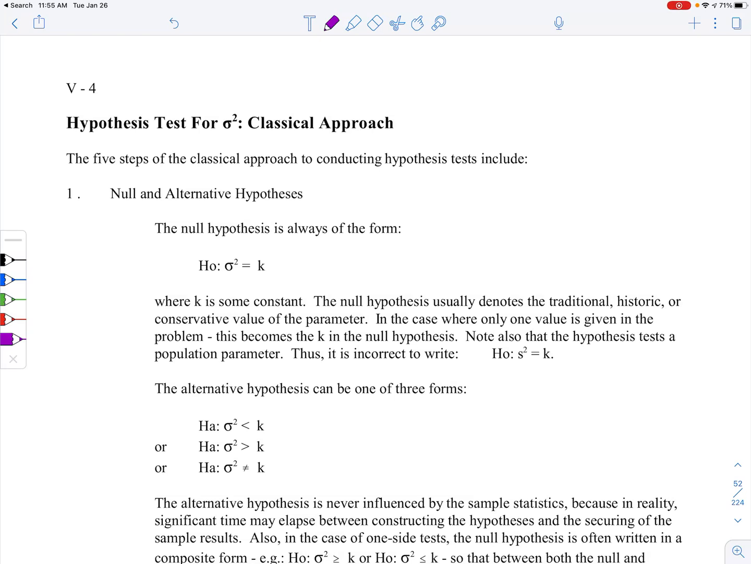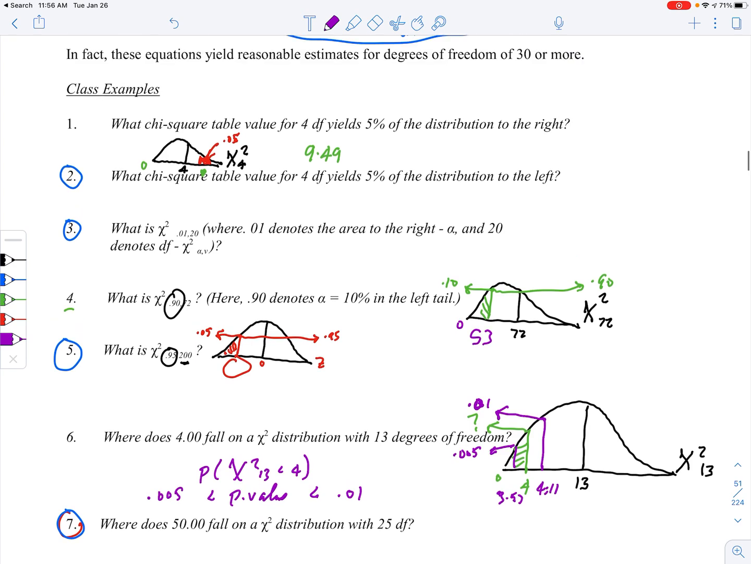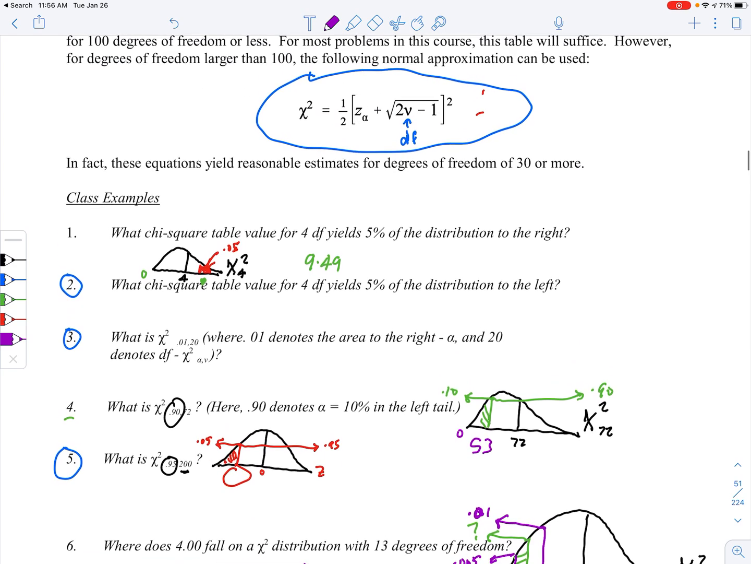Hey class, today we're going to take a look at hypothesis tests for sigma squared using both the classical approach and the p-value approach. So let's take a look at that. Before we do that, I want to pick up on two things. First, I want to go back here, and this is something I should have done on page V3.